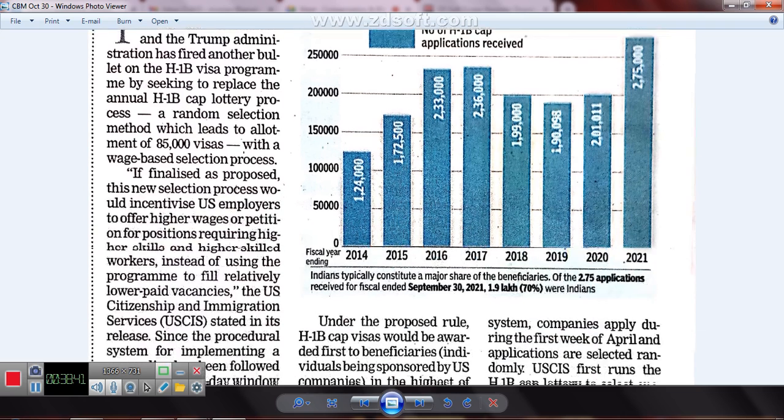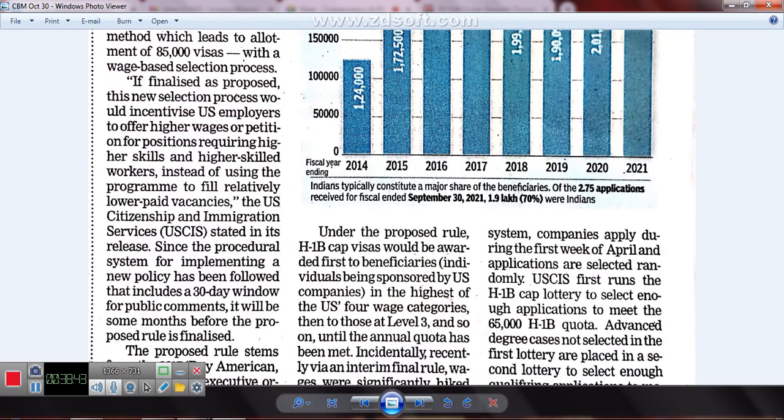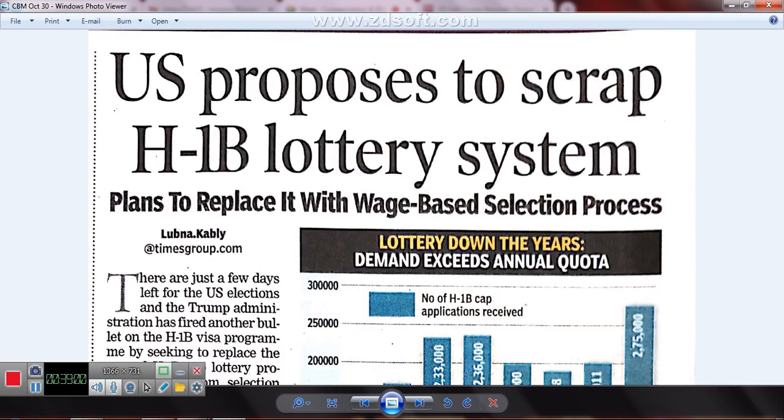So let us see what this wage-based selection process is. If finalized as proposed, this news is just proposed, not implemented. So there is a difference. While you read news, please read carefully. See how the title will always be misleading. See, US proposes to scrap H-1B lottery system.